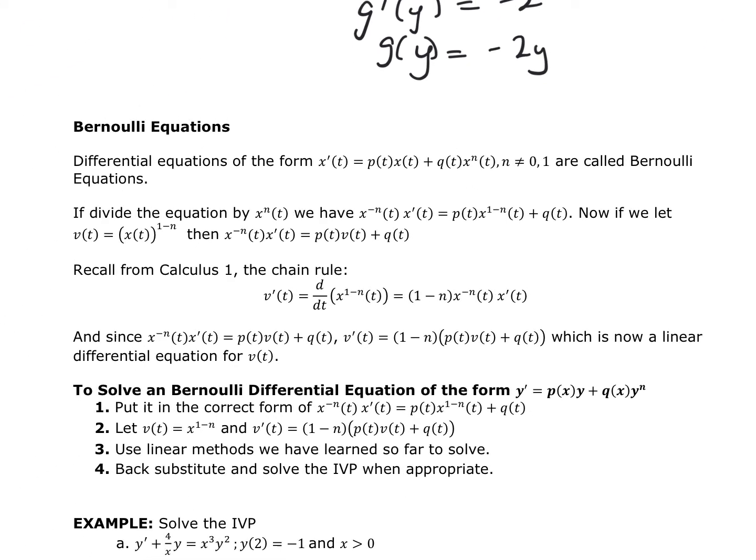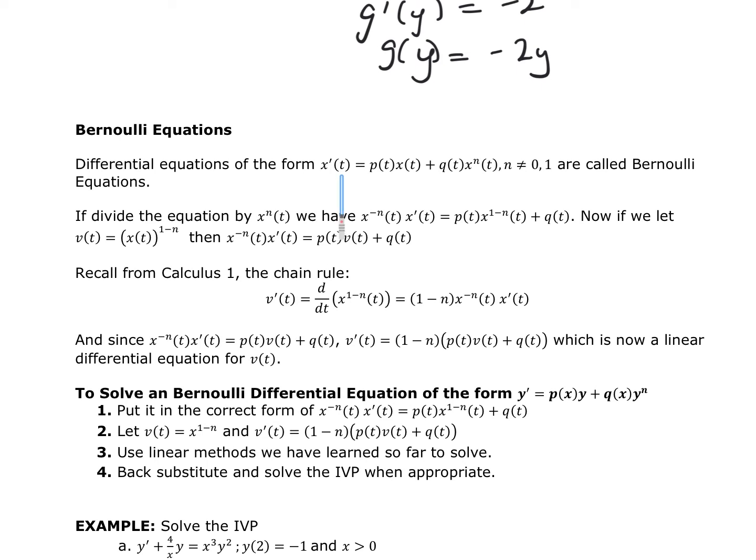What is a Bernoulli equation? A Bernoulli equation is of the form x prime of t is equal to some function of t multiplied by some function of x plus some function of t, and now x can be raised to an exponent n, provided, of course, that exponent is not 0 or 1, and we call these Bernoulli equations. When this is true, we divide the entire equation by x raised to that exponent, and so we end up with x raised to the negative n of t times x prime of t equals p of t times x raised to the 1 minus n of t, plus q of t.